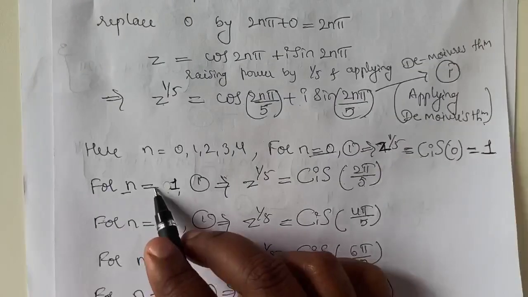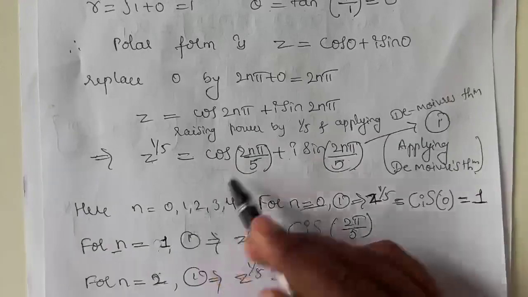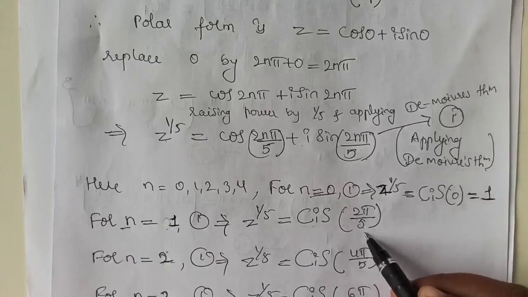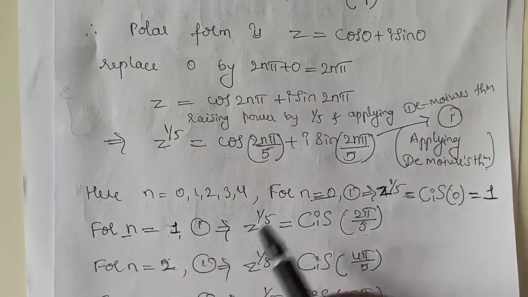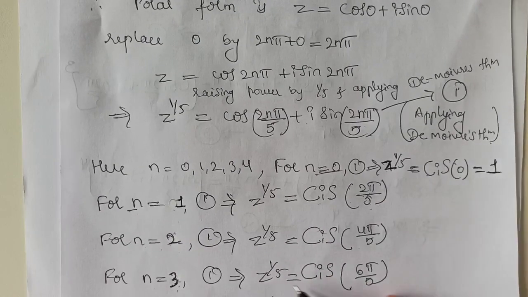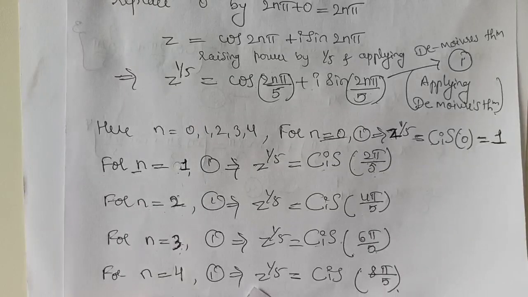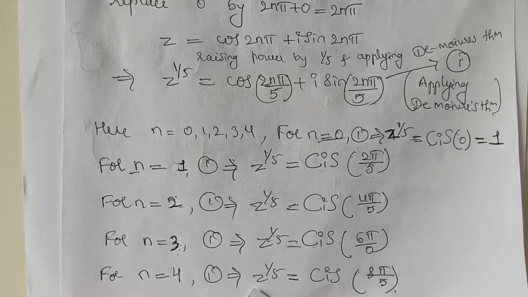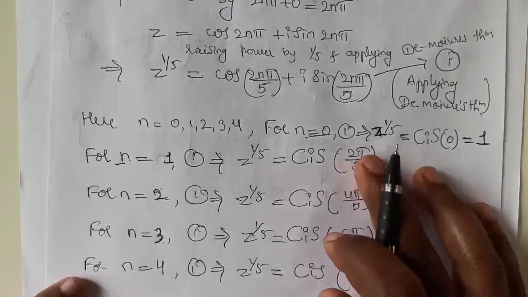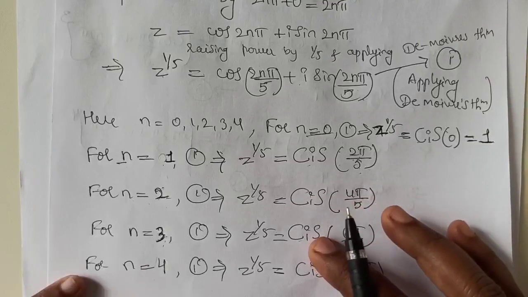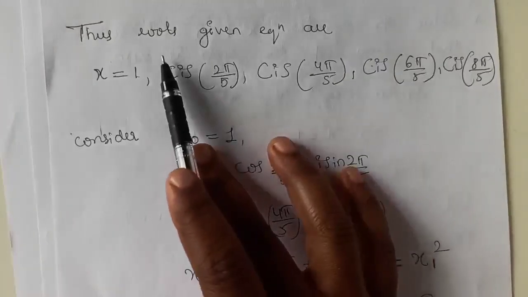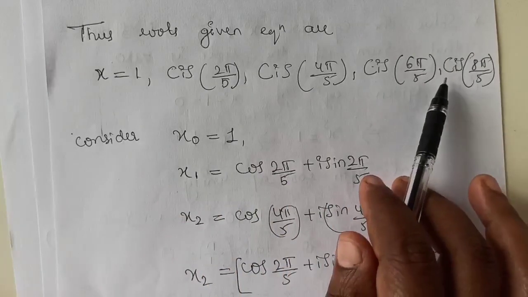Next, for n equals 1, we get cis 2 pi by 5. Similarly, substituting n equals 2, we get 2 into 2, 4 pi by 5. Next, n equals 3, we get cis 6 pi by 5. For n equals 4, we get cis 8 pi by 5. These are the fifth roots of unity: 1, cis of 2 pi by 5, cis of 4 pi by 5, cis of 6 pi by 5 and cis of 8 pi by 5. So these are the roots of the given equation.